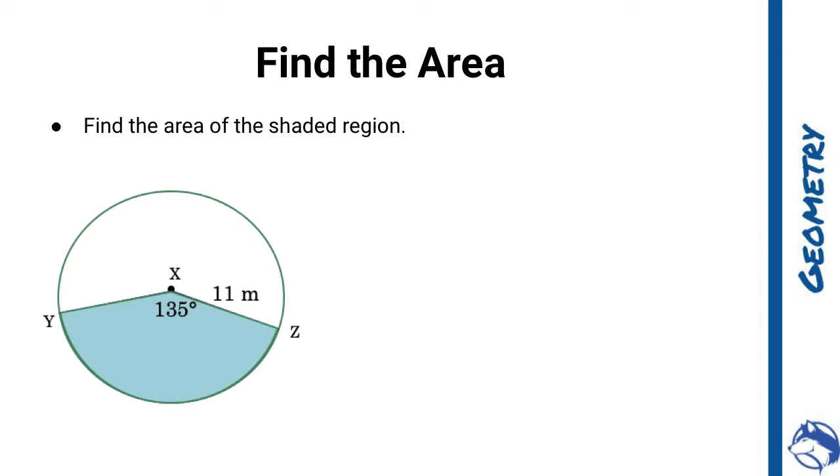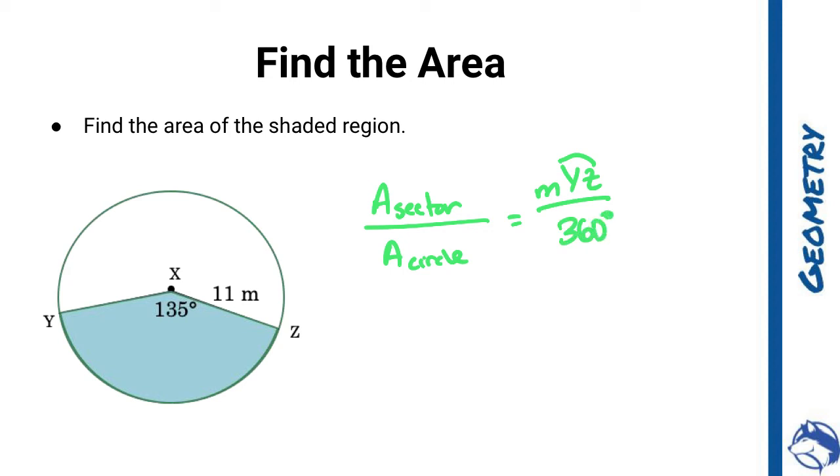So right here, find the area of the shaded region. Well, what I need to do is find the area of the sector. That's what I'm trying to find. Well, this is over the area of the circle, which has to be equal to YZ, that arc, the measure, all of this over the entire 360 degrees that are in X.